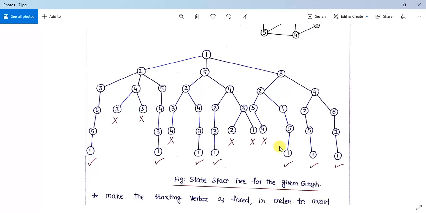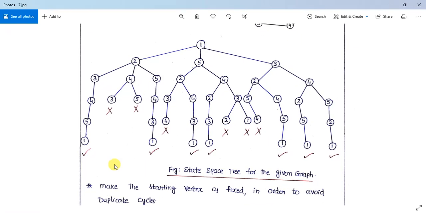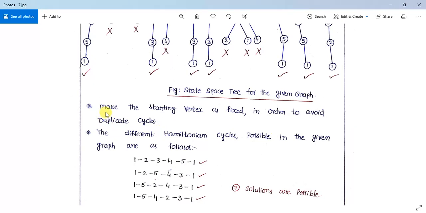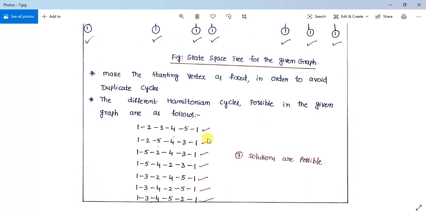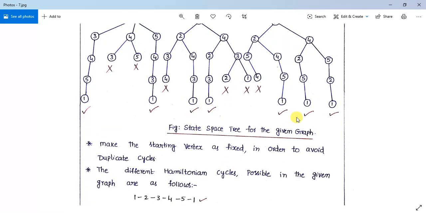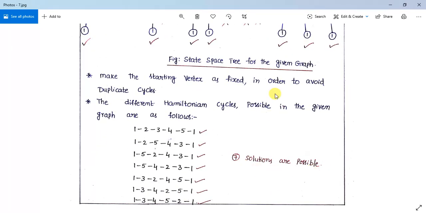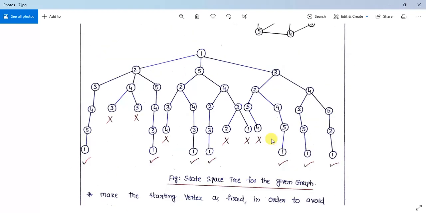Finally, this is the state space tree for the given graph. How many Hamiltonian cycles are possible? 1 2 3 4 5 6 7, so 7 Hamiltonian cycles are possible. If you fix the starting vertex in order to avoid duplicate cycles, these are the different Hamiltonian cycles possible in the given graph. Each and every tick mark represents a solution, that is a Hamiltonian cycle. Totally 7 solutions are possible for the given graph.